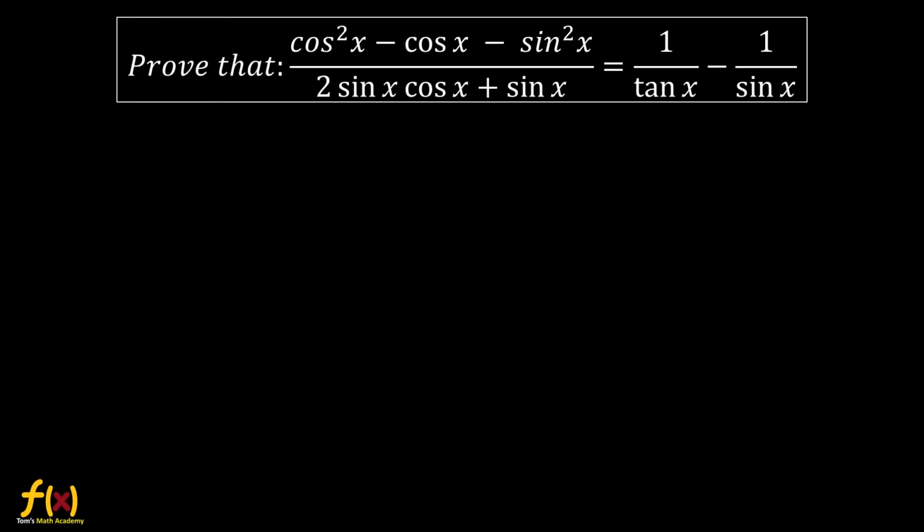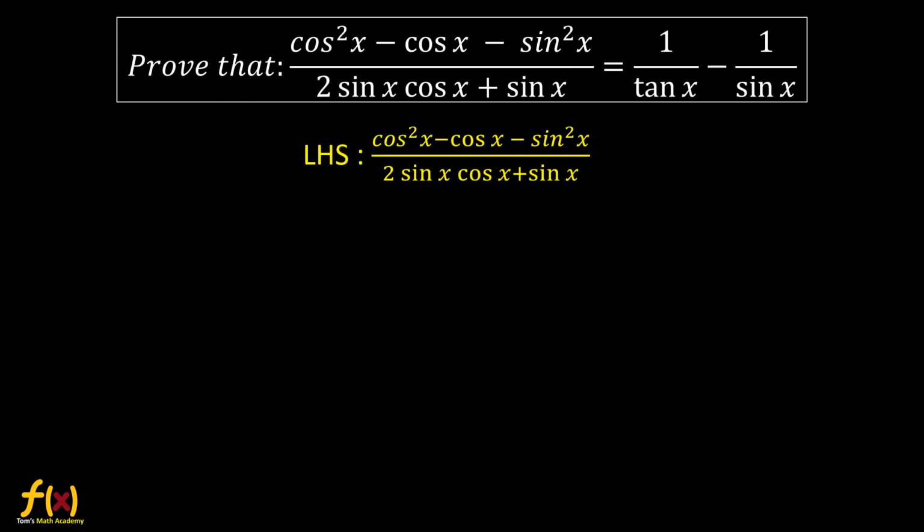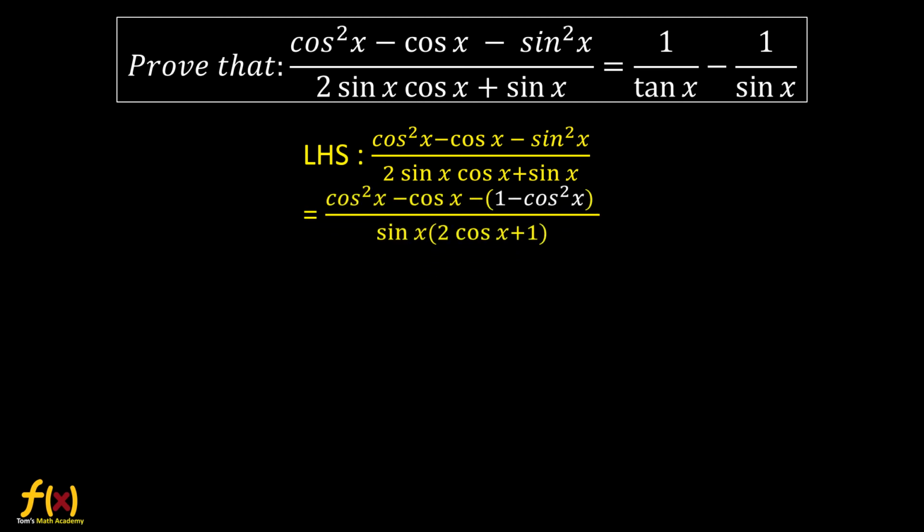Prove that. Okay, very long question here. Identity. We start with the left hand side. Cos square x minus cos x minus sin square x. Look at the numerator. We have cos square, cos. Then let us change sin square as 1 minus cos square. So we use that identity there.